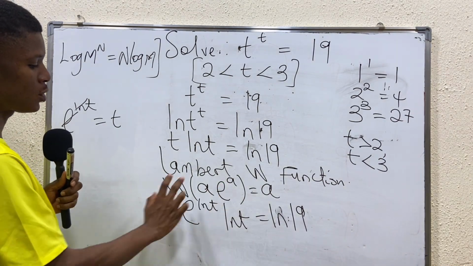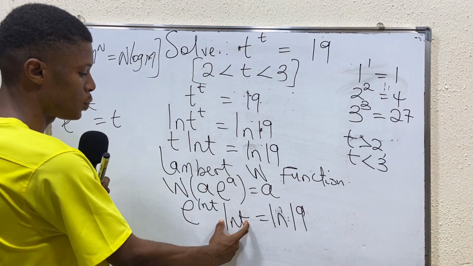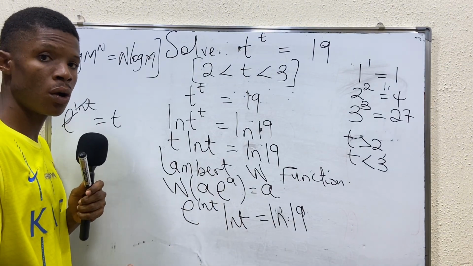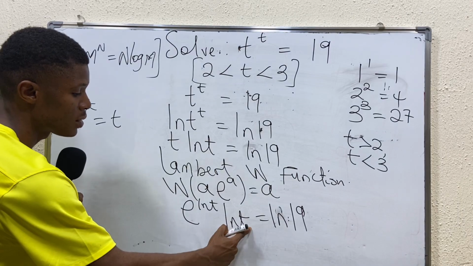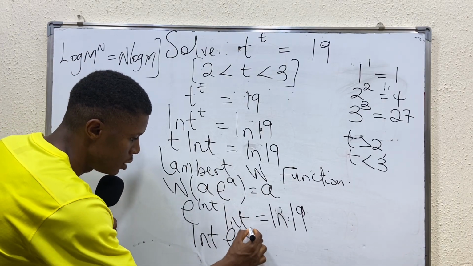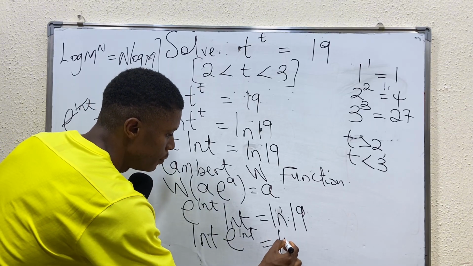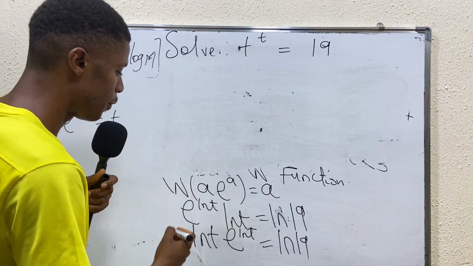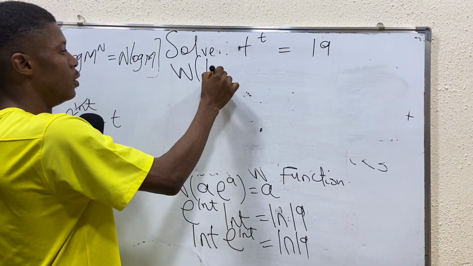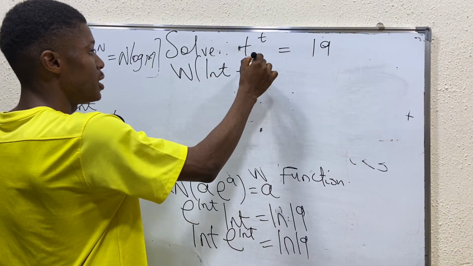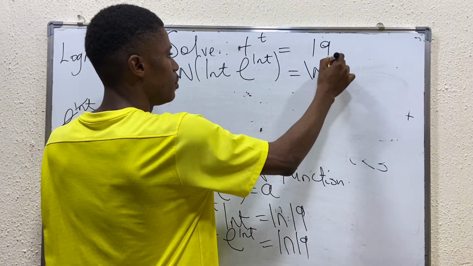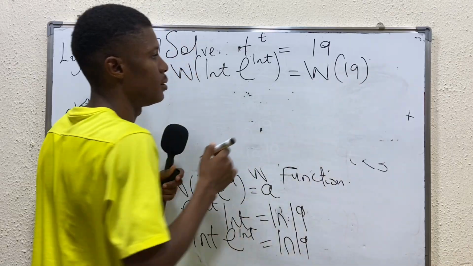You can now see that this is almost the same, but we have to rearrange the function so that it will be easier to apply this. Rearranging the function, we now start with ln t. We have ln t times exponential of ln t is equal to ln 19. So we can now see that the Lambert W function of ln t exponential ln t is equal to the Lambert W function of ln 19.